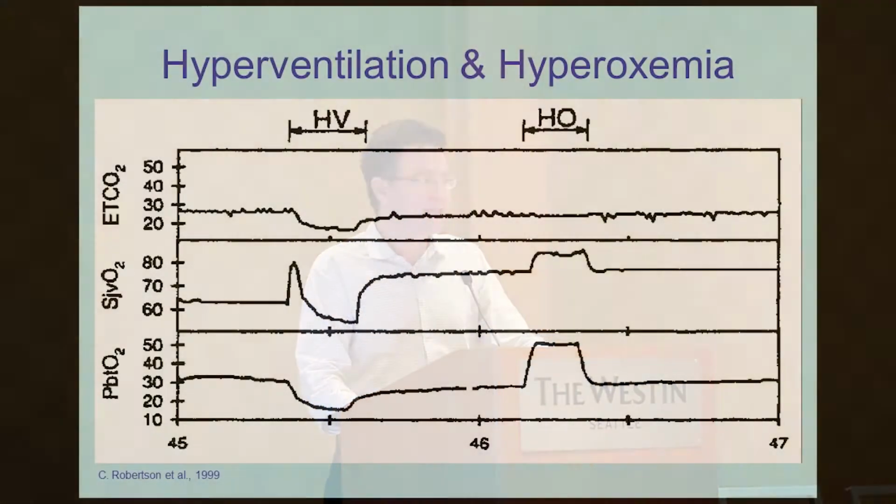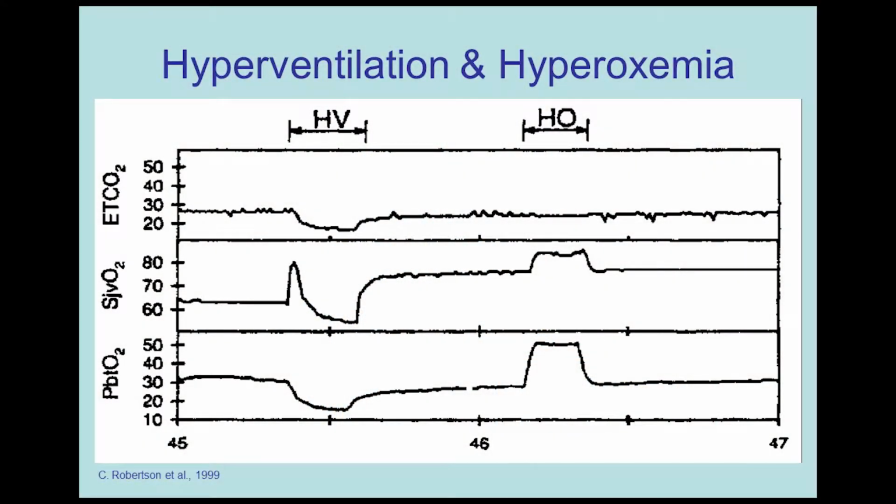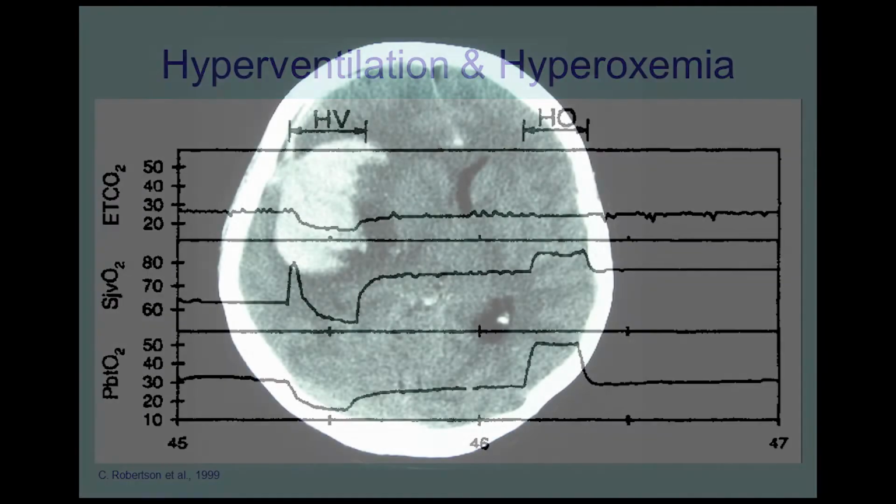Why? Well, here's one of the earliest examples. This is back in the prehistoric age, 1998. This is Claudia Robertson, one of the great pioneers in our field. And simply, as you see down there on the bottom, she hyperventilates the patient, end-tidal CO2 goes down, PbTO2 goes down. Then she hyperoxygenates by dialing up the FiO2. And you see it's a physiologic responsive sensor. It's responding the way that we would expect to. My own personal story started with this patient.